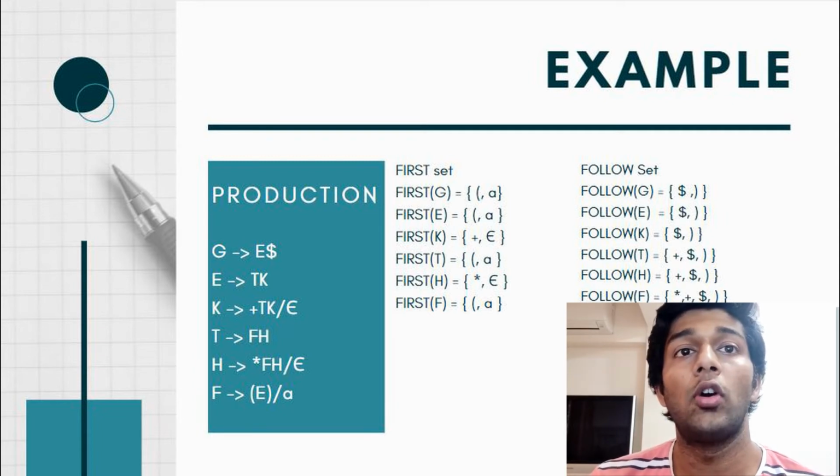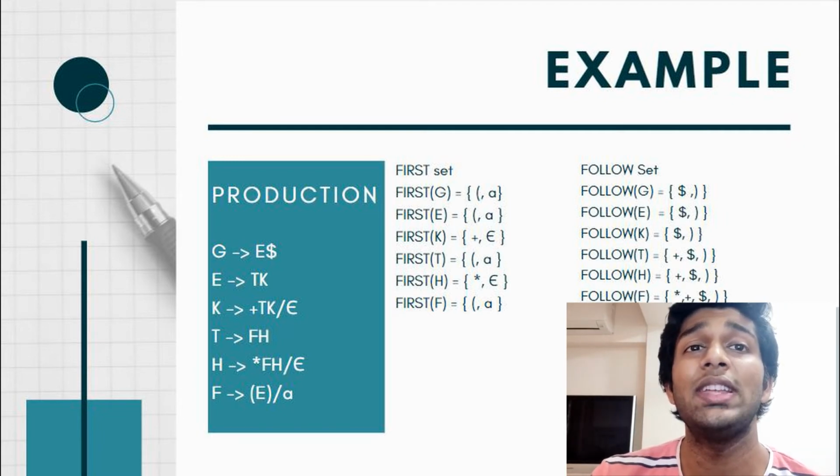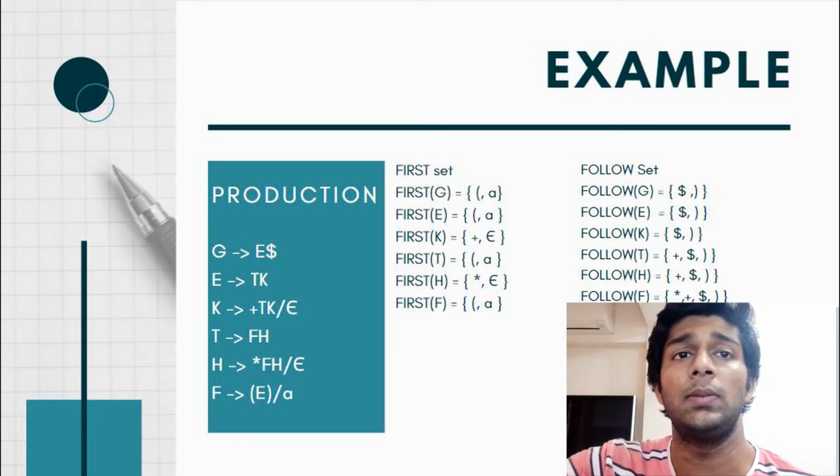Follow of E. We look at the whole production to see where E appears. E appears only in G. So follow of E will be follow of G. Hence we copy from G.